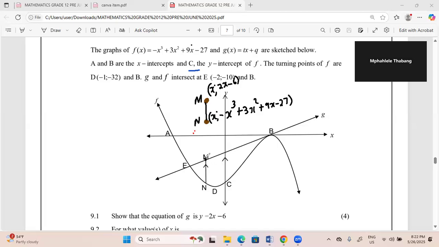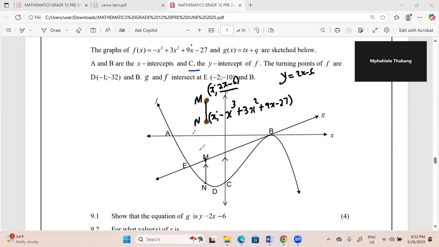M is on the line G, so I'm representing y as a function of G. Remember, G is y equals 2x minus 6. So I'm representing the y coordinate of M as 2x minus 6. And I'm representing the y coordinate of N as minus x cubed plus 3x squared plus 9x minus 27 because N is on F. So when will MN be at its maximum? I said whenever the first derivative of our length MN is equal to 0.